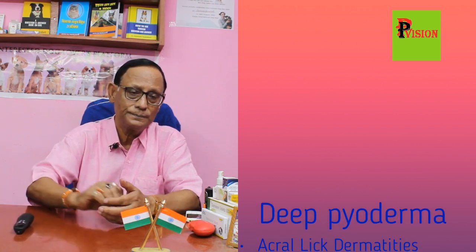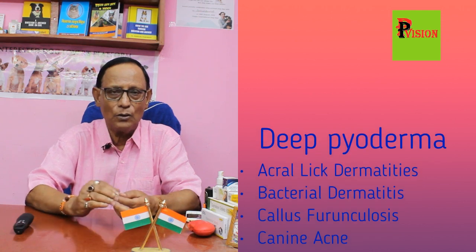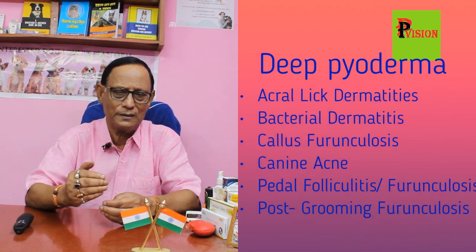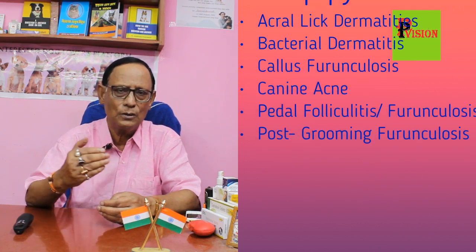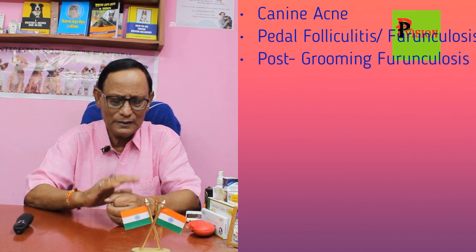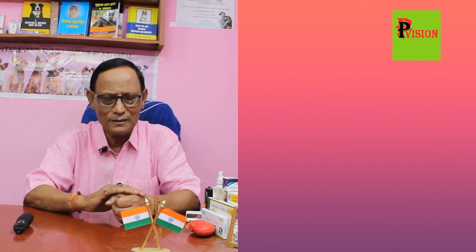Then in deep pyoderma, we have got acral lick dermatitis, where the dog goes on licking the area. Therefore, it becomes very difficult to treat, because whatever ointment or medicine you apply, the dog will go on licking, and ultimately the licking may be so extreme in certain cases that it may cause ulcer. So in acral lick dermatitis, the dermatitis occurs in certain areas, certain points or joints, especially joints of the forelegs, mostly fetlock areas, and the dog goes on licking, and therefore ulcer may develop. And it is very difficult to treat, because whatever ointment or medicine you apply, the dog will lick it, and therefore we don't get any result.